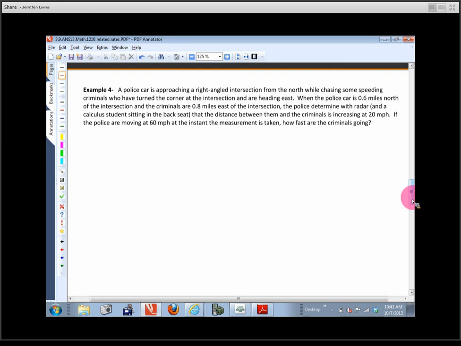All right, so let's take a look. Let's draw a picture first of all. The police car is approaching a right-angle intersection from the north, so they're coming from above, and the criminals turned the corner and they're heading east. So here's what we've got. Police are coming this direction. Here's the intersection, and then the criminals are heading that direction. So the police are over here. The criminals are over here.